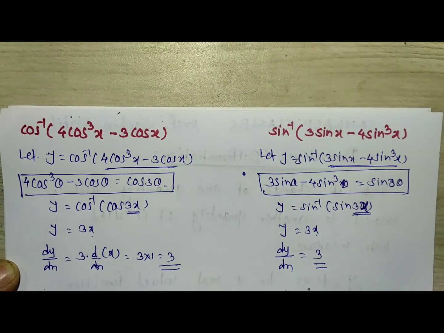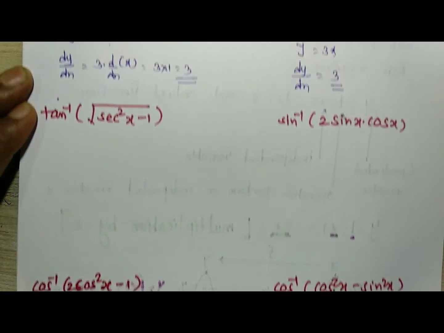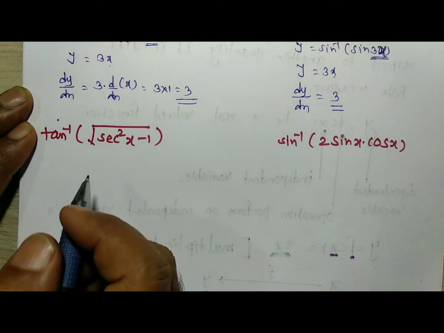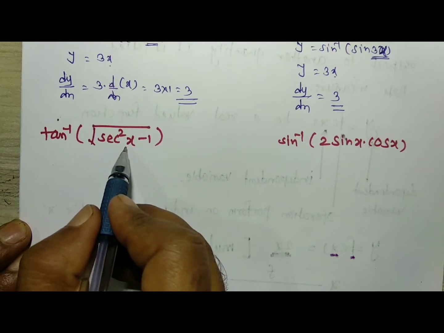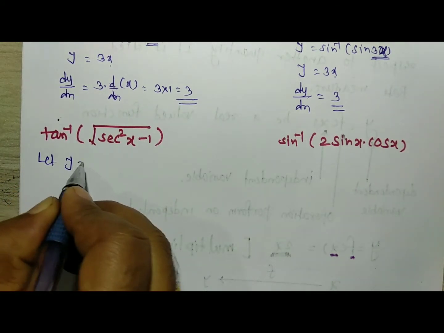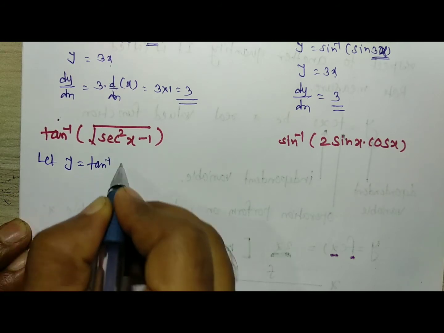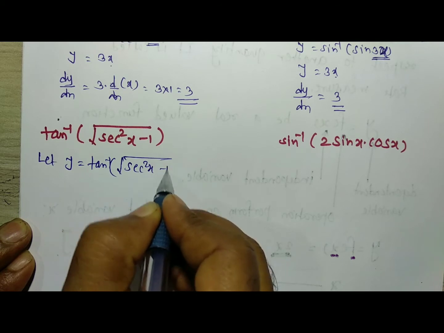Similarly, you will get the result like that. Another two examples are taken inside this. Tan inverse of the square root of sec²x minus 1 is here, and let y is equal to tan inverse of the square root of sec²x minus 1.